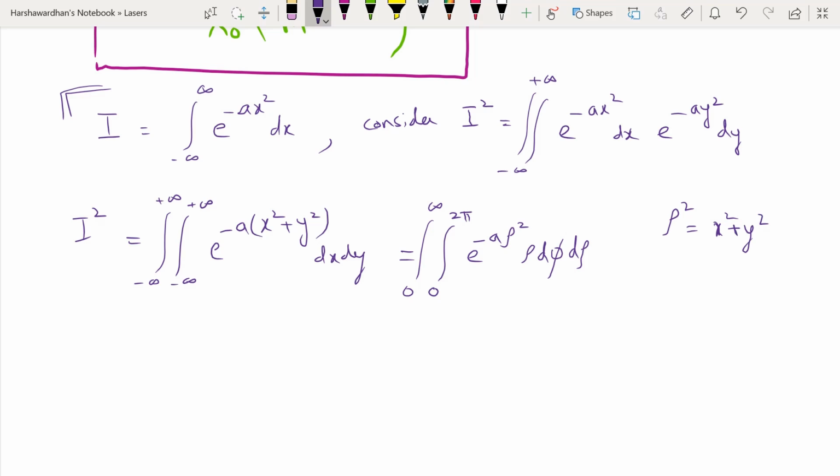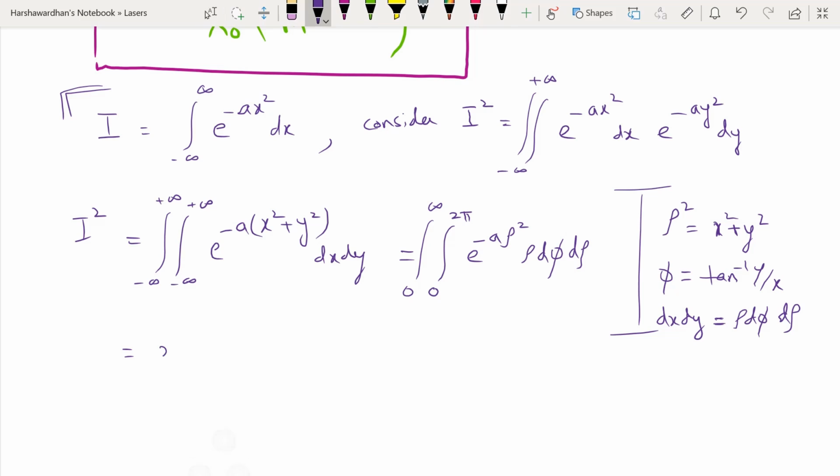This is my radial distance in a cylindrical polar, if you like. And my phi is simply tan inverse y by x. So you see that the dx dy element can actually be written in terms of rho d phi d rho, right? So putting all of that together, I can undertake the integral for phi.